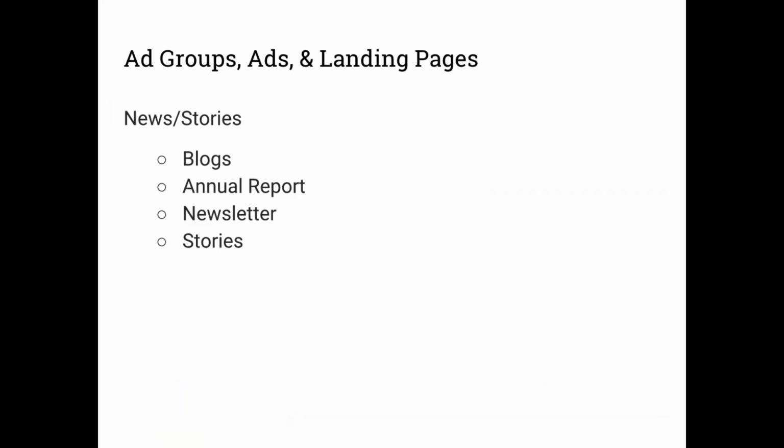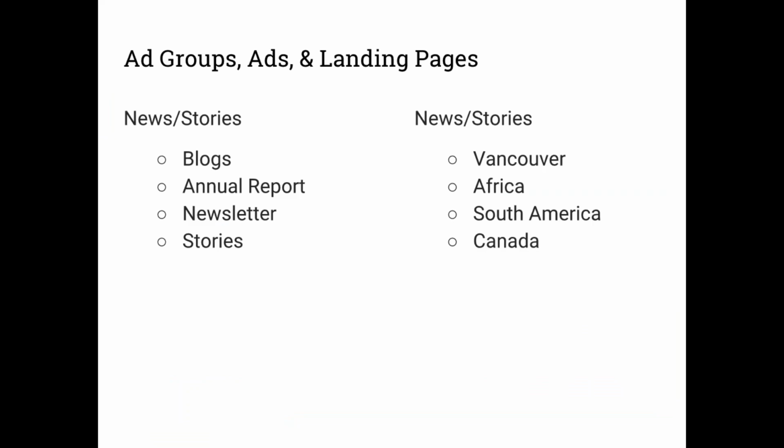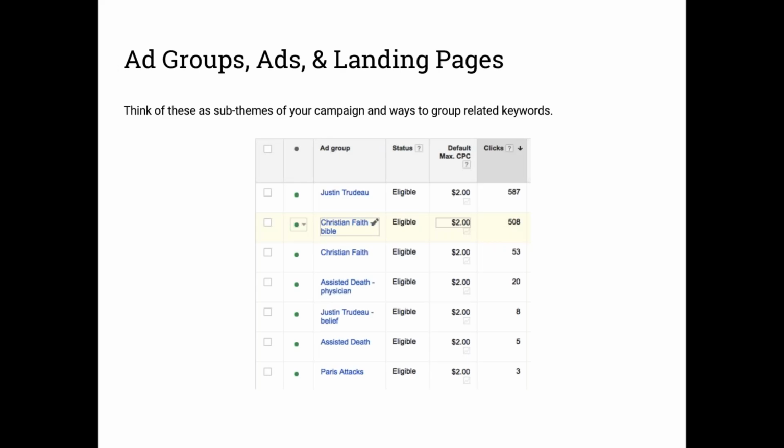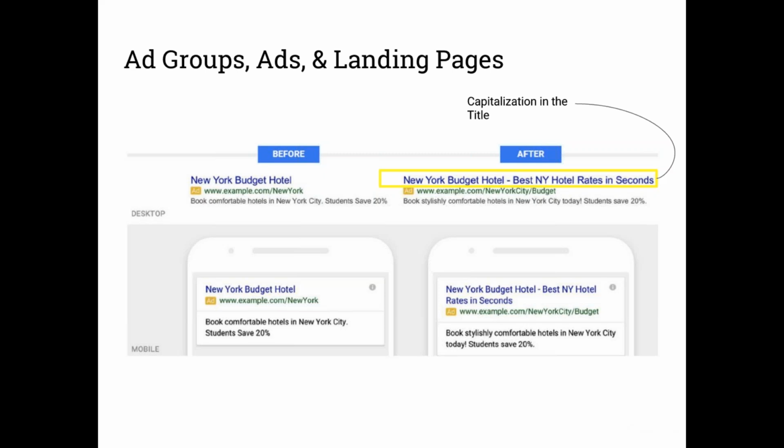And then the ad group can look something like this. Under your campaign of news and stories, you can break it down into, say, content types, so blogs and annual report, newsletter, stories, or maybe it's a bit more focused. So these are stories about Vancouver, Africa, South America, Canada. The ad group is just a sub-theme. You're just trying to relate keywords here. So again, for us, we broke it down into Christian faith or Justin Trudeau and these kinds of sub-themes of content.